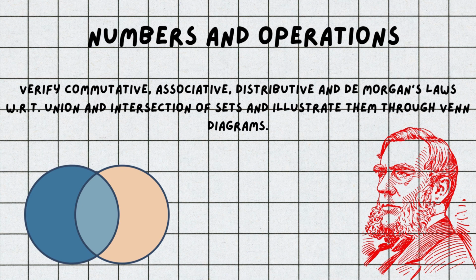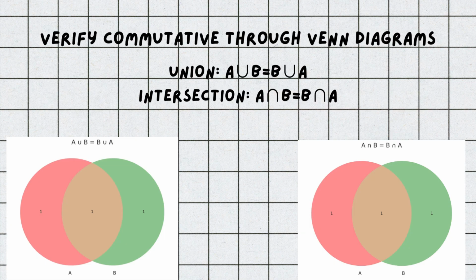Numbers and operations. Verify commutative, associative, distributive, and De Morgan's law. Union and intersection of sets and illustrate them through Venn diagram. Verify commutatives through Venn diagram, the union and intersection.